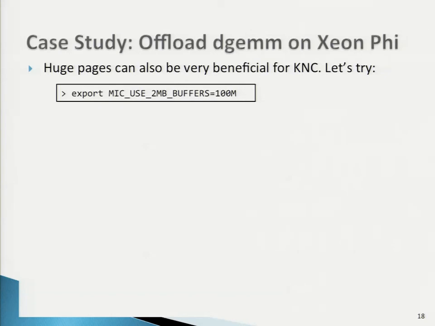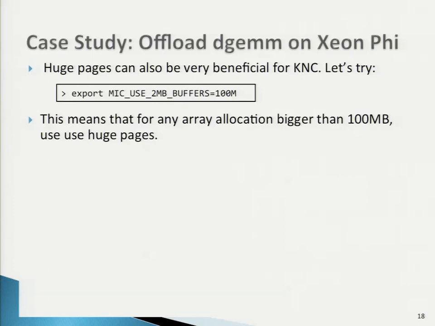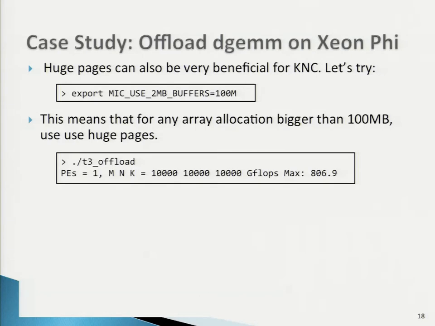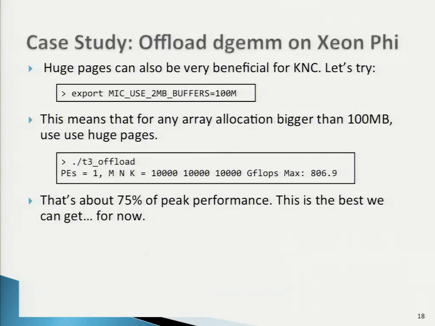The final step is to see what would happen if we were to use large page sizes. So you can set this environment variable. And what this environment variable says, you basically set a threshold. You say, if you're allocating a lump of memory that's bigger than 100 megabytes, this value here, use 2 megabyte pages, or use huge pages only then. And the 10,000 by 10,000 matrices that we're using are definitely much bigger than 100 megabytes. Then when we run the code, we get 806 gigaflops. So that's about 75% of peak performance, and that's the best we've managed to get now.